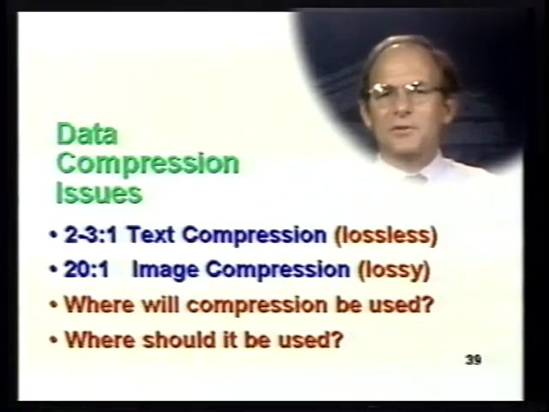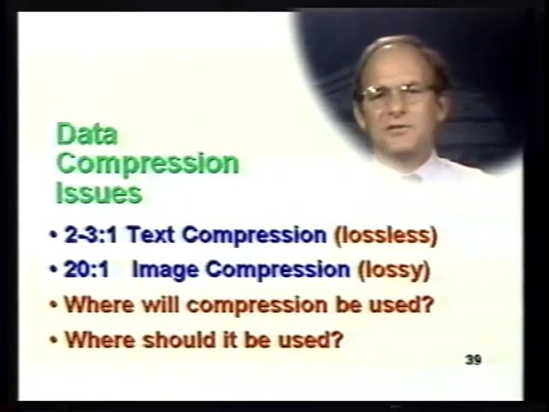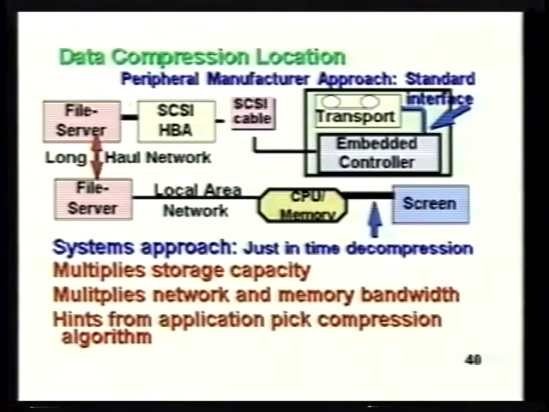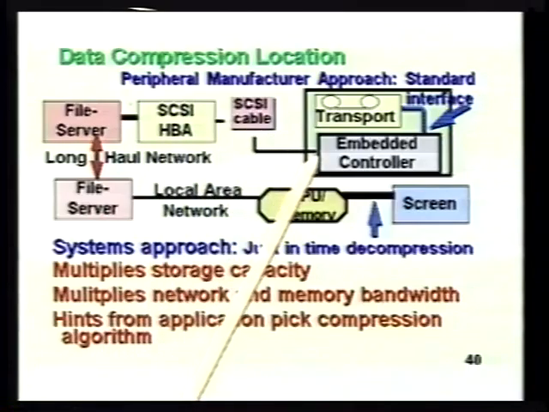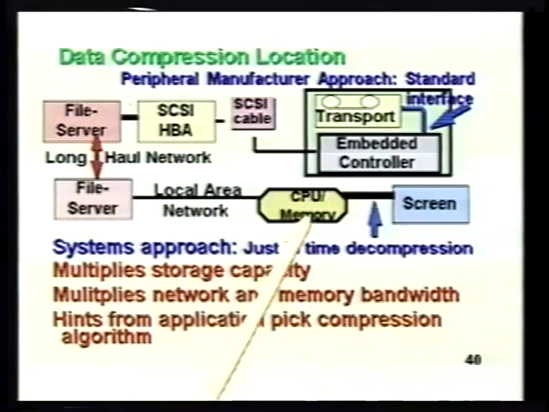So the question for computer systems designers with this new technology is, where is compression going to be used and where should it be used? So this complicated line drawing here, let me show you how that works. Here's the tape itself. Here is its controller. It's connected over a cable, a SCSI cable, to the SCSI host bus adapter. SCSI is one of those cables that connect peripherals to computers through a file server over a long-haul network to another file server over a local area network to the processor and memory, and it shows up on the screen.